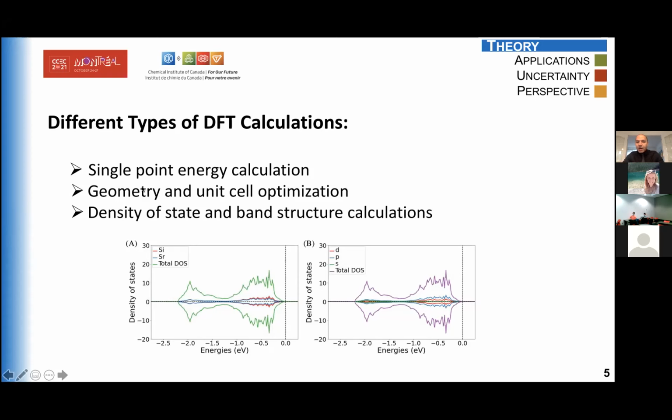For that one, we optimize geometry and the unit cell. So this is the next step that we usually do in DFT computations. Whenever you have a system which is already optimized, then you can calculate other properties. These properties can be like electronic density of states, that you see a few examples here, or band structure, etc. But we didn't stop there.